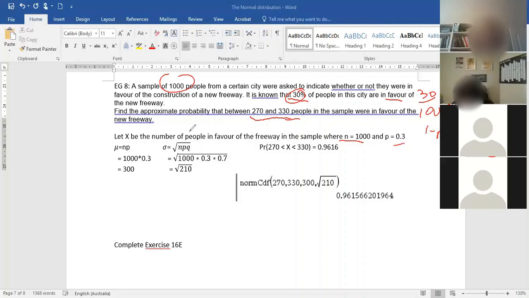Because we're finding the approximate probability, we can use the two rules above: the mean being np and the standard deviation. So we've got n being 1,000 times my p of 0.3, giving 300, and my standard deviation. I could have just used 300 instead of 1,000 times 0.3, but it doesn't matter. Times the 0.7, the square root of that, square root of 210. We want the approximate probability that it is between 270 and 330.